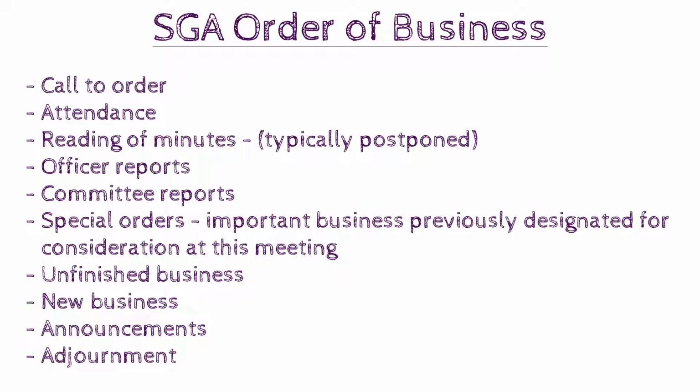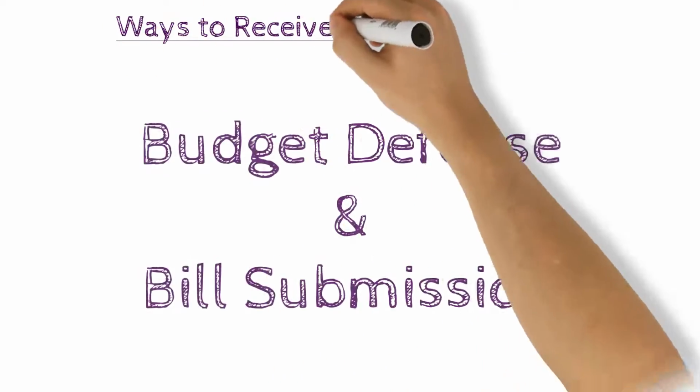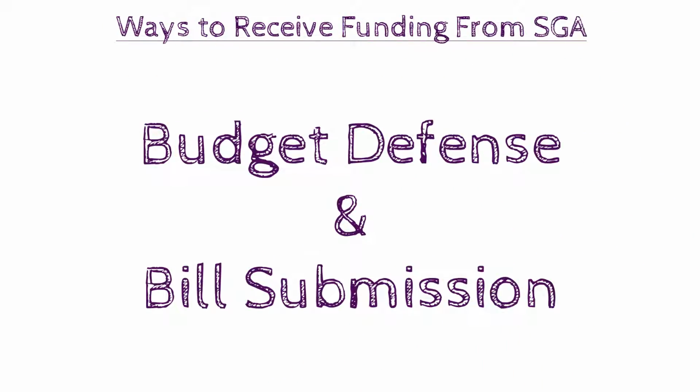The order of business is as follows: call to order, attendance, reading of the minutes, which is typically postponed, officer reports, committee reports, special orders, which is important business previously designated for consideration at this meeting, unfinished business, new business, announcements, and adjournment. There are 2 main ways to receive funding from SGA: budget defense and bill submission.